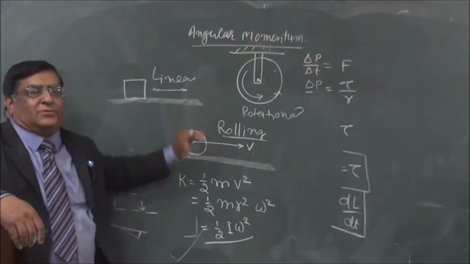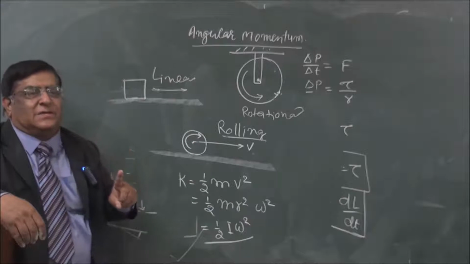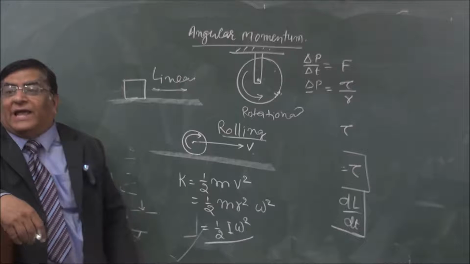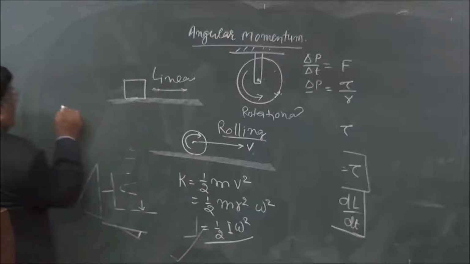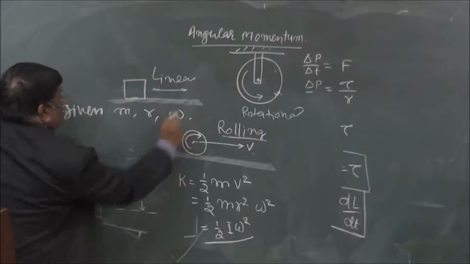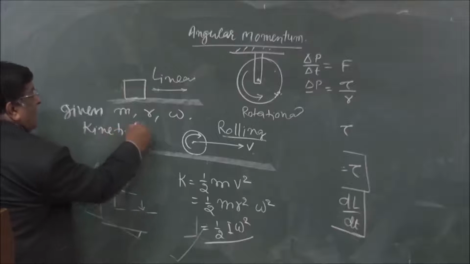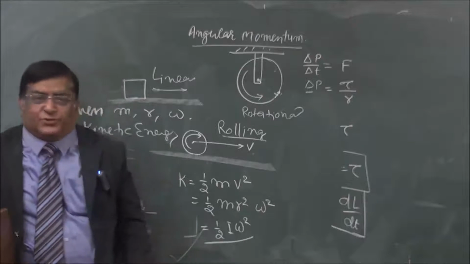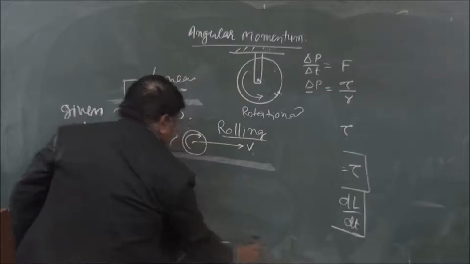Now please come back to rolling motion. In the rolling motion there are two: linear motion as well as rotational motion. So this body has both types of energies, angular as well as linear. So if I ask you that it has got a particular value of omega given, m, r, omega, find out the kinetic energy. How can we find out energy with the help of this? There are two types of motions. Yes, anybody?